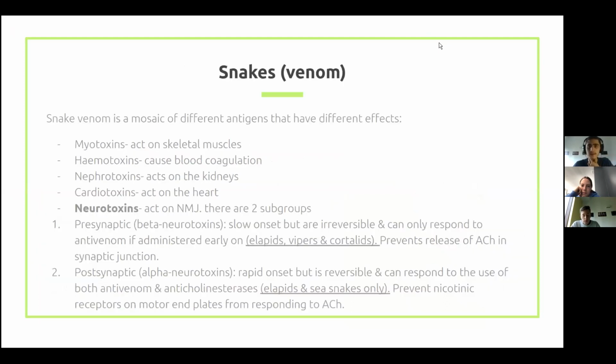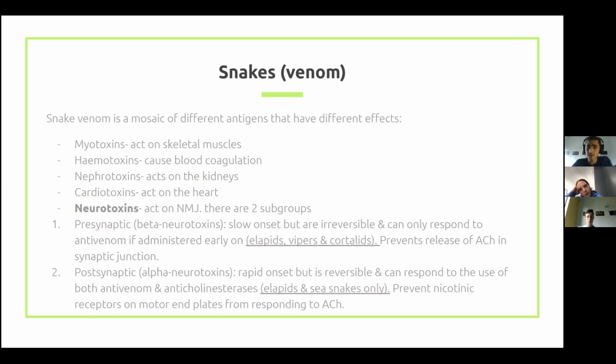In terms of snakes, just in general, a snake's venom, we call it a mosaic of different antigens. What that means is there are all these different proteins that do different things just chucked in there, and so it'll have so many different effects. So we've got specific things called myotoxins, which act on skeletal muscles and mess them up. You've got hemotoxins, which cause blood coagulation. You've got nephrotoxins, which act on the kidneys and cause kidney nephron damage and things like that.